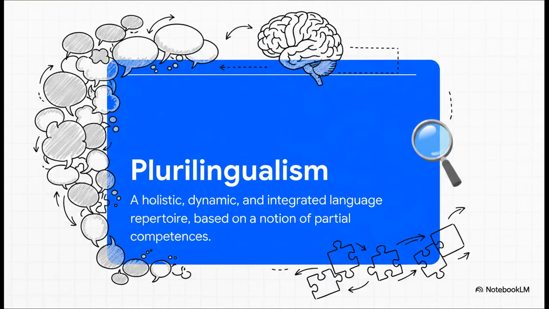So what is plurilingualism? It's not about being some perfect polyglot who's mastered 5 languages. Not at all. It's about recognizing that all the languages and dialects you know, even just the bits and pieces, they all form one big, interconnected system in your brain. It's dynamic, it's messy, and having partial knowledge isn't a failure, it's an asset.